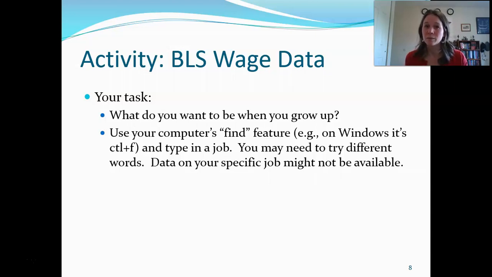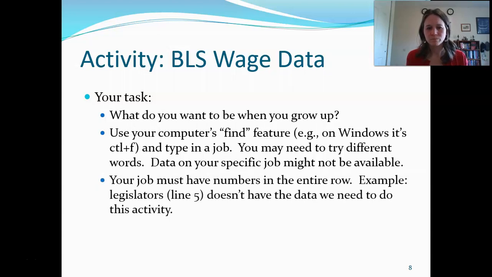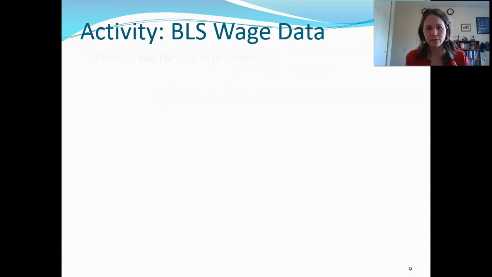And so you might have to go with a job other than the specific job that you want to be when you grow up, if it isn't there. Maybe find one of your parents' jobs, maybe a friend, what your friend wants to be. Your job has to have numbers in the entire row. When you find it, you can't have any little dashes there in order to complete the activity.